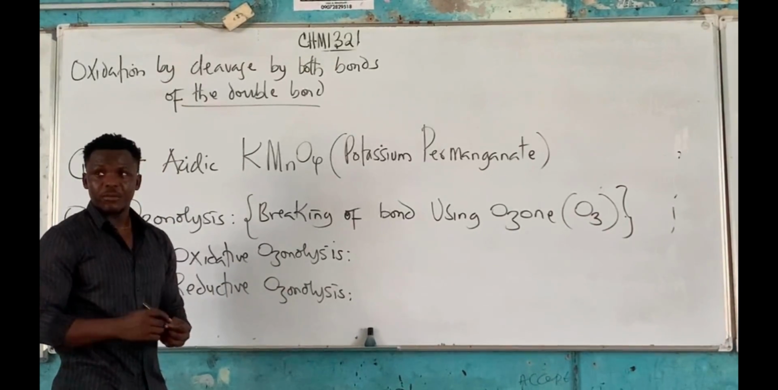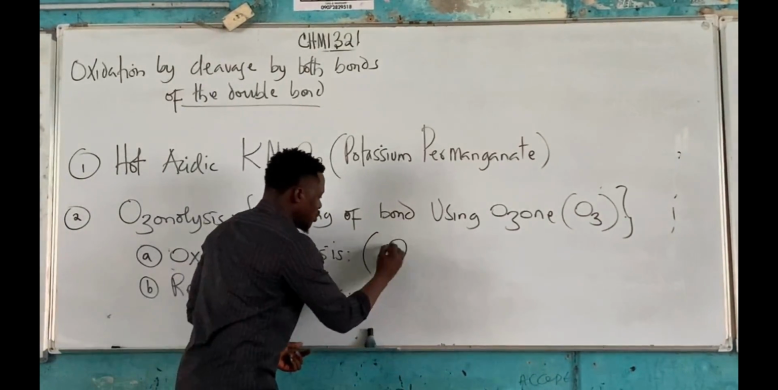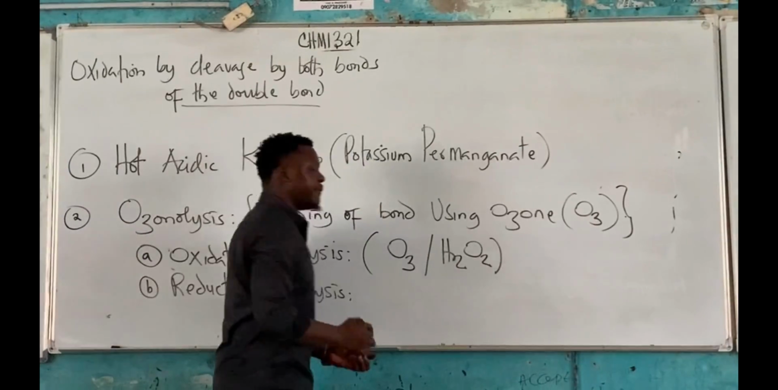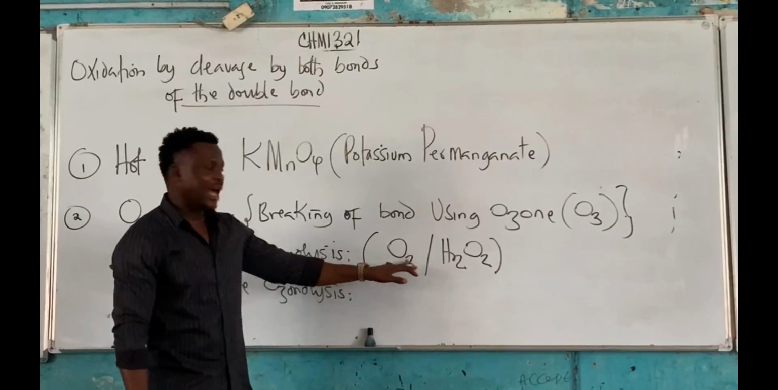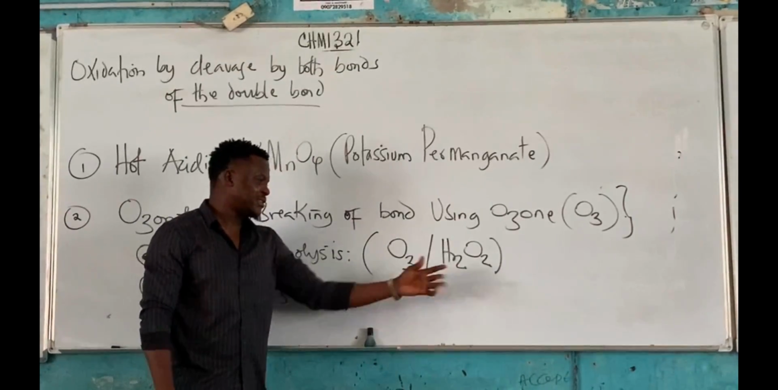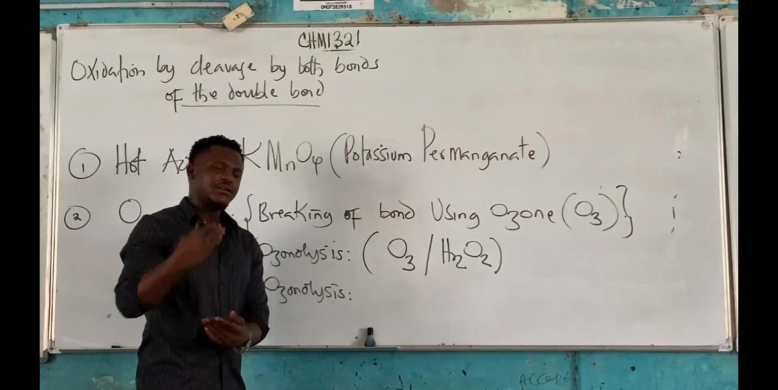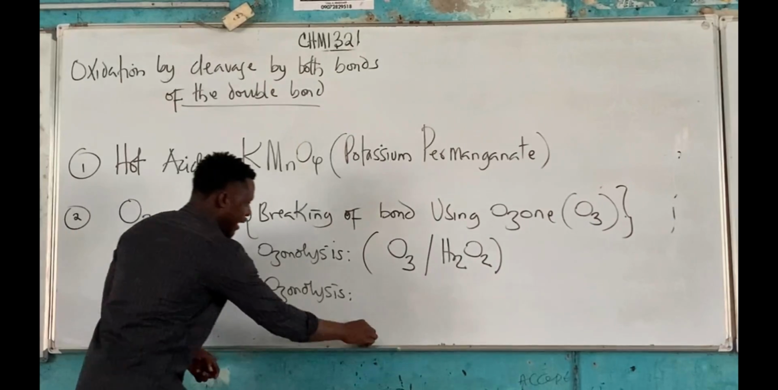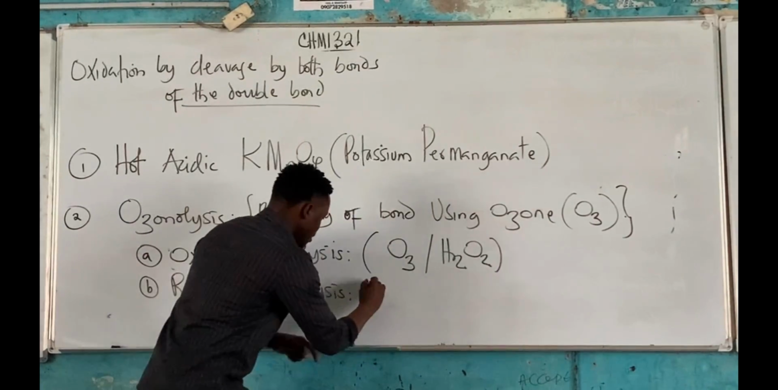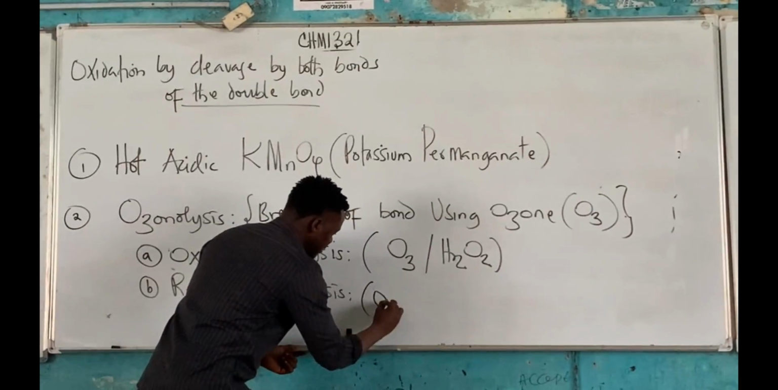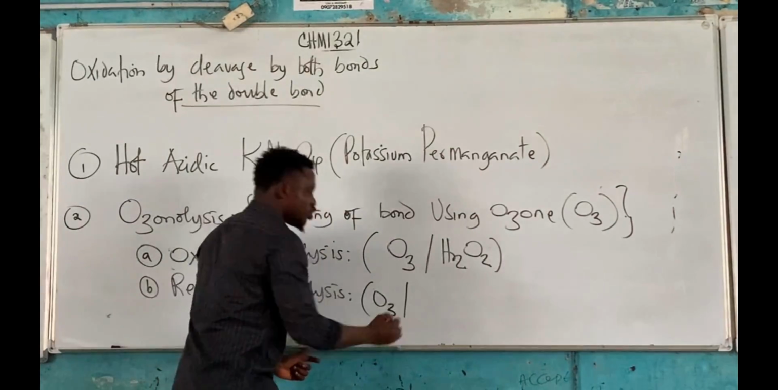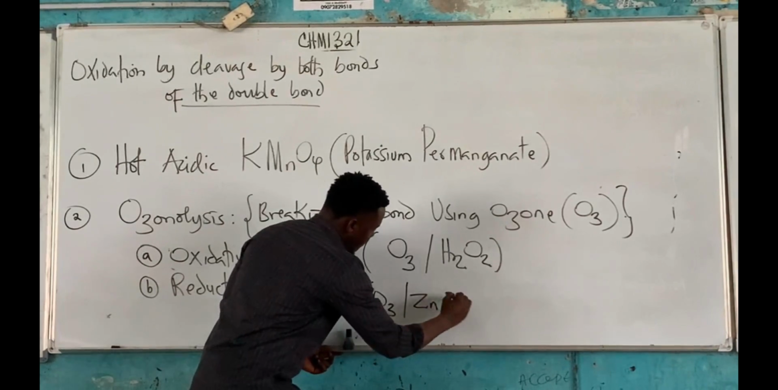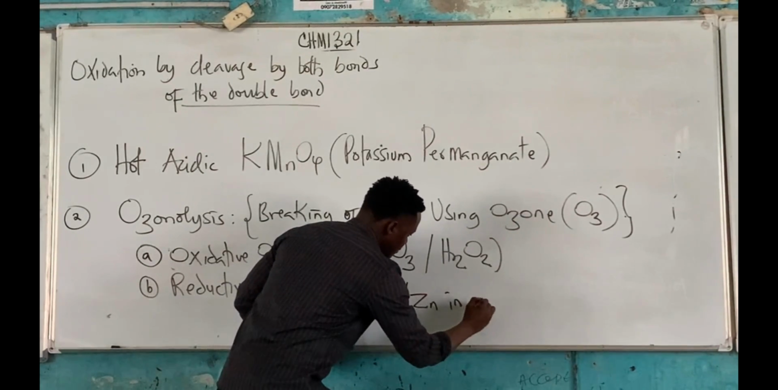Please stop writing and look up. Now, this is achieved by the use of ozone and peroxide. Anytime you see ozone and peroxide, it means that this is ozonolysis followed by oxidative work-up. Now the second one is what we call reductive. Now this is ozonolysis followed by treatment with zinc in an acid.